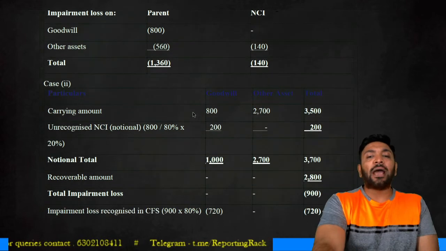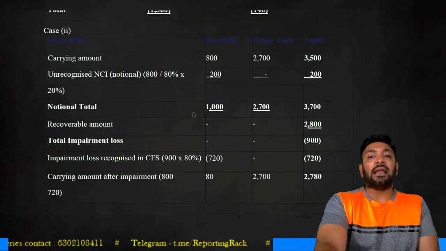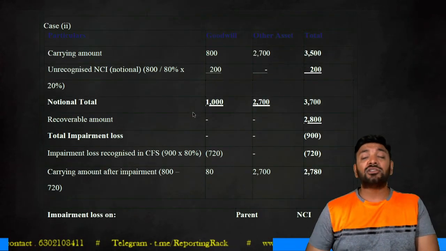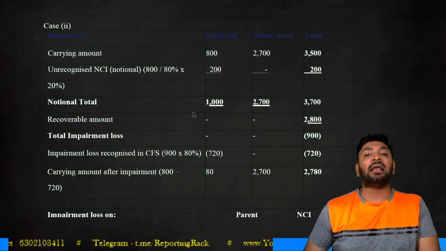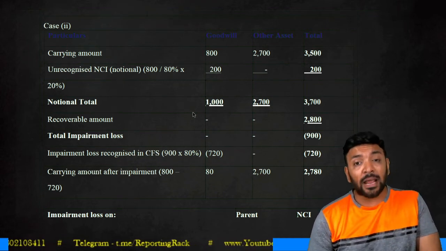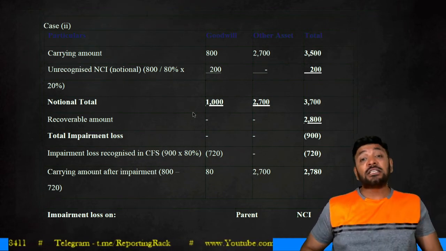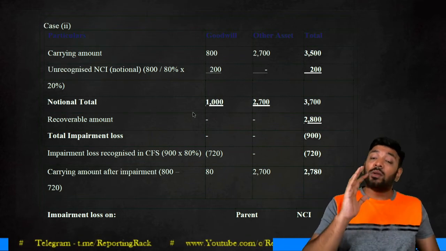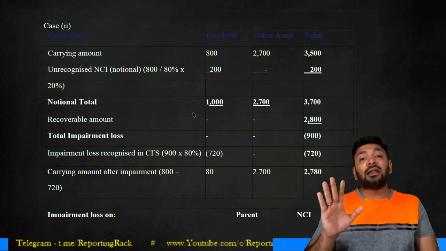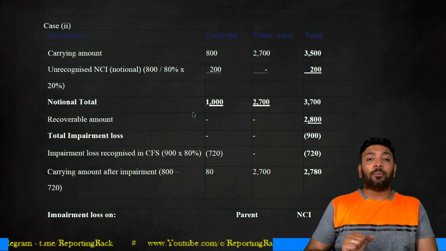What if your recoverable amount is 2,800? Then in such case, your impairment loss is only 900. This impairment loss of 900 is less than the value of goodwill, because goodwill itself is 1000. So 900 should be cancelled only against goodwill.